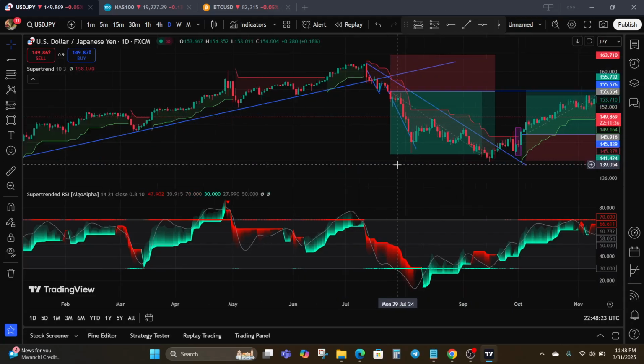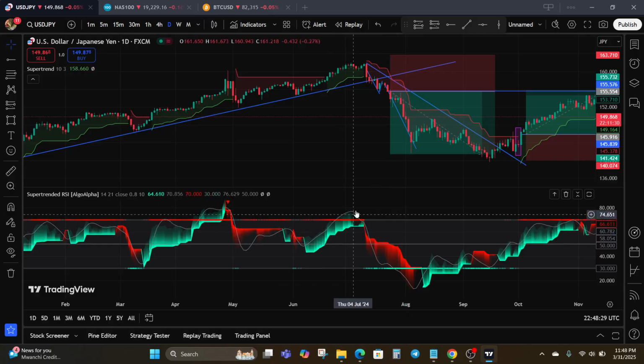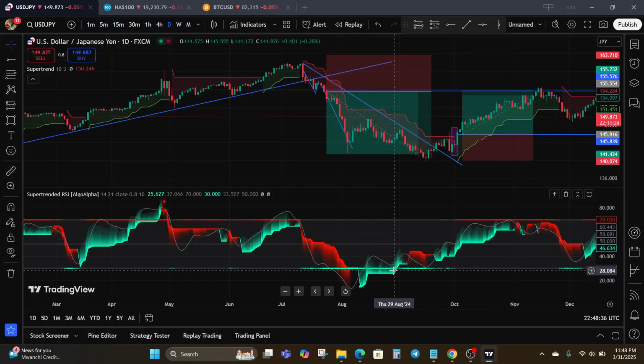Really, it's very straightforward. Okay, so just ensure that, just like how the RSI functions, the SuperTrended RSI should be in overbought territory and coming down before you consider selling, or it should be in oversold territory and coming up before you consider buying. All right.